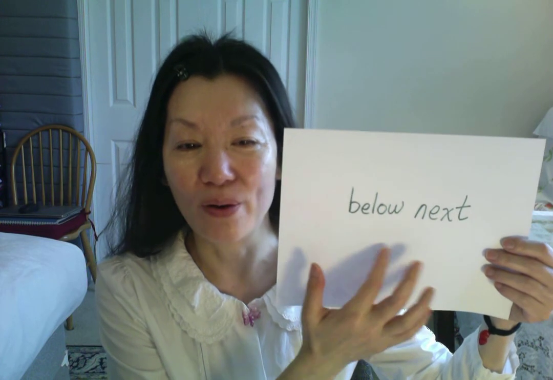Next one is below or next. In Chinese, we say what? We just say it right now here. Below or next: xia. Below or next, xia. You can see it, right? Xia.